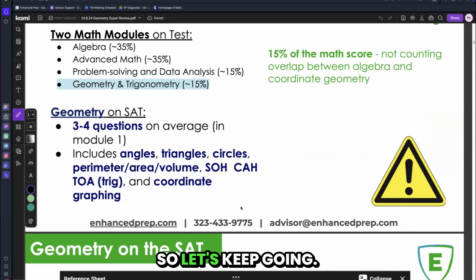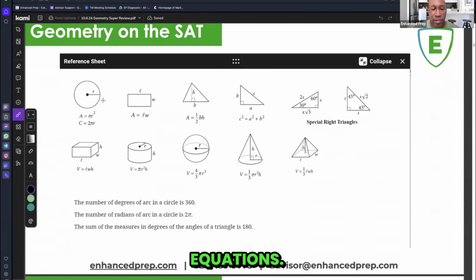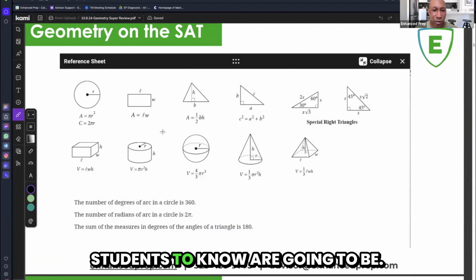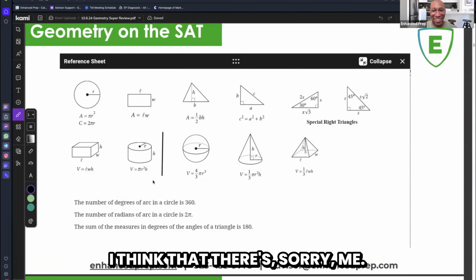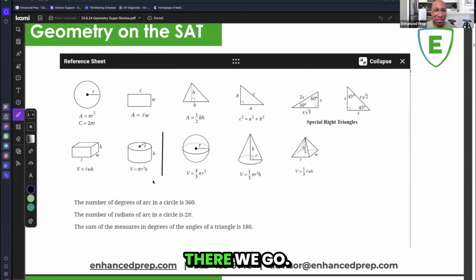Okay, so let's keep going. As far as geometry on the SAT, they're going to give you these equations. What I typically suggest for students to know are going to be, I think that's why it wasn't working. Okay, there we go.